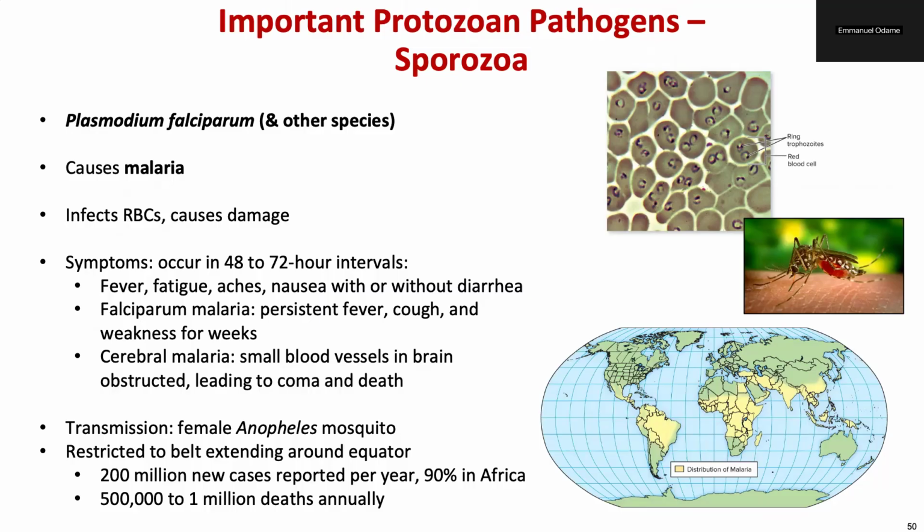You have persistent fever, cough, weakness for weeks. And then if you are not lucky and you have cerebral malaria, some small blood vessels in the brain are obstructed, leading to coma and death. It's transmitted by the female Anopheles mosquito, which basically ends up biting you and transmitting it to you. And it's restricted to just a few belts around the equator.